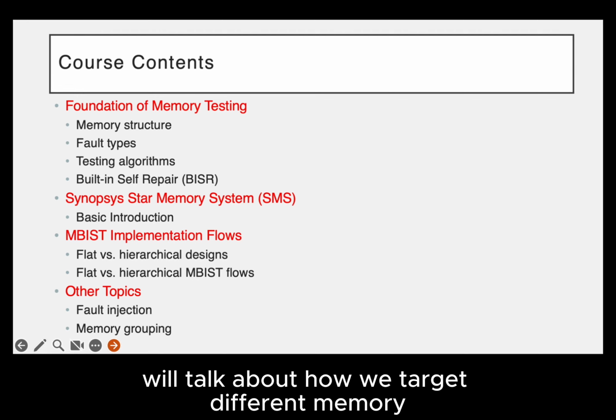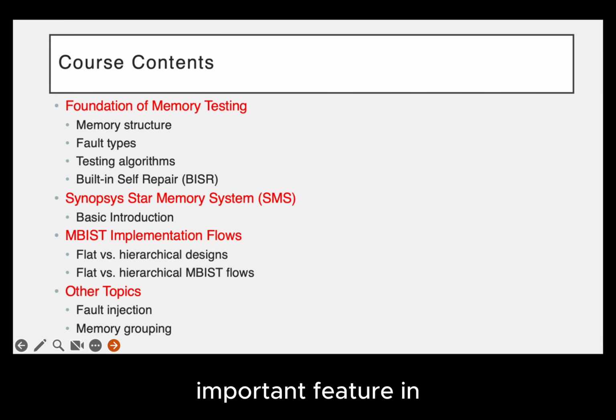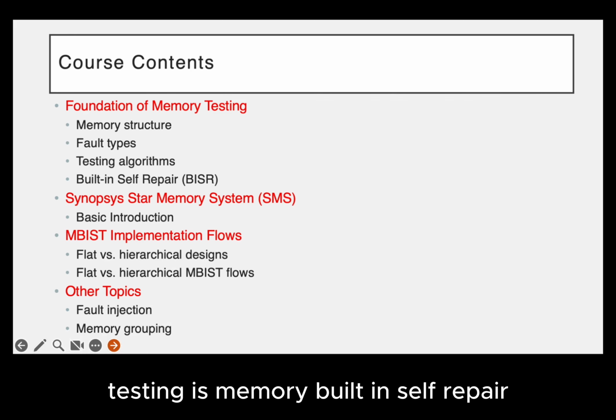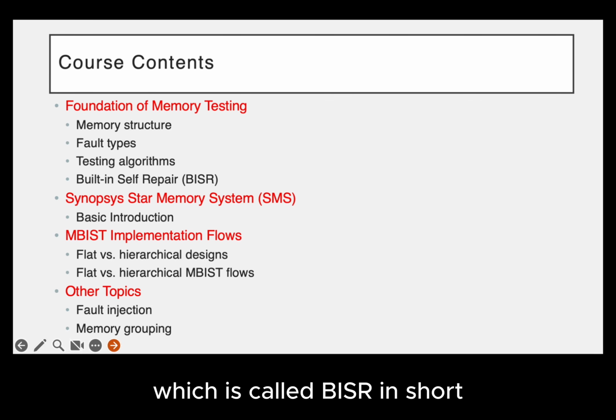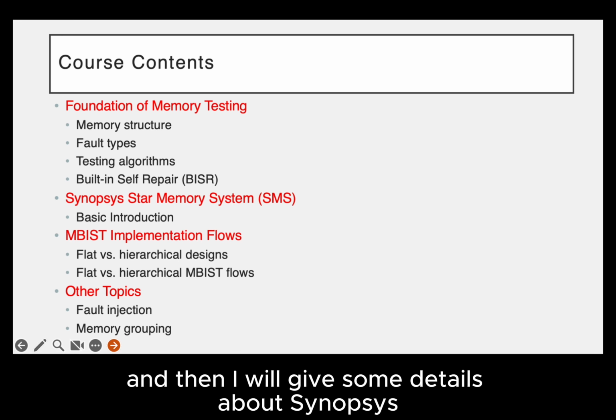And I will let you know about different fault types we use for testing of memory and different testing algorithms which target different kinds of faults in the memory. And then I will let you know about an important feature in testing, memory built-in self-repair, which is called BISR in short. I will talk about some details of that topic. And then I will give some details about the Synopsys STAR Memory System, which is also called Synopsys SMS. I will share some details about what the Synopsys SMS system is, which is actually the Synopsys MBIST solution, and what the basic components in it are.